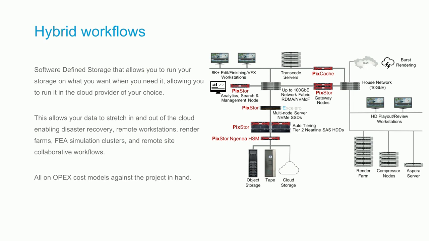PixCache allows us to specify a volume or a set of directories that we want replicated inside of Amazon. So if I've got certain projects or I've got certain requirements like visualization, I can actually stretch that from on-prem out into the cloud and do whatever I want. So this is the hybrid workflow, okay? Now, hybrid workflows do require that you have the right storage infrastructure to be able to do that.